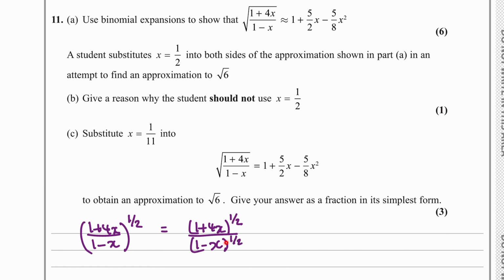And we can move this division to the numerator by writing it with a negative power. So we've got 1 plus 4x to the half multiplied by 1 minus x to the negative 1/2. And now we need to use the binomial expansion to expand out each of these. And we're given a formula for that in the formula booklet.